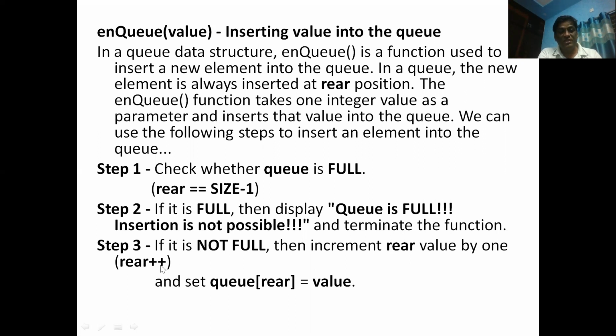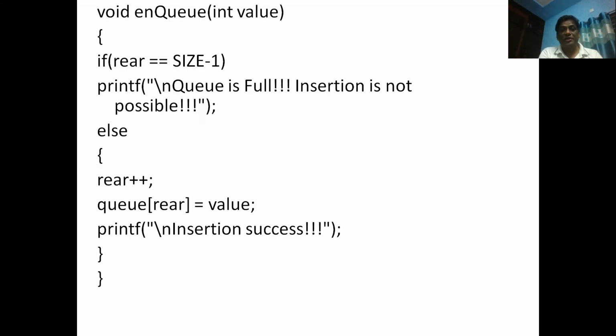Otherwise, if the queue is not full, then we can insert the new element by incrementing the rear value, that is rear++, and queue[rear] = value. This is the value that we want to insert, and we increment rear by 1, because rear represents the index of the array where to insert a new element. So queue of that new index is equal to value. This is the procedure to insert a new element into the queue.